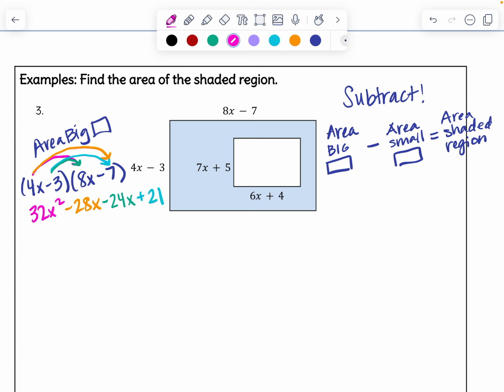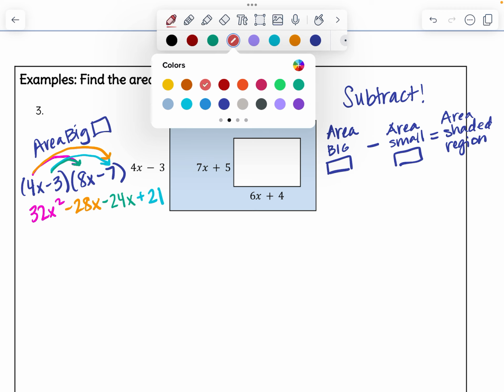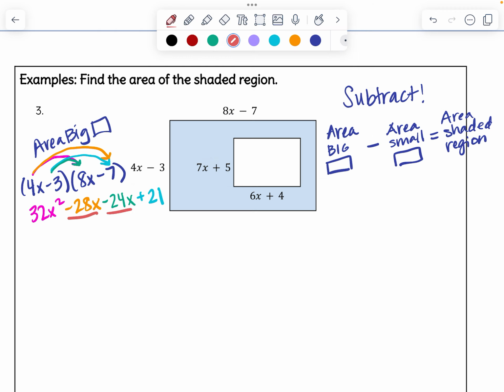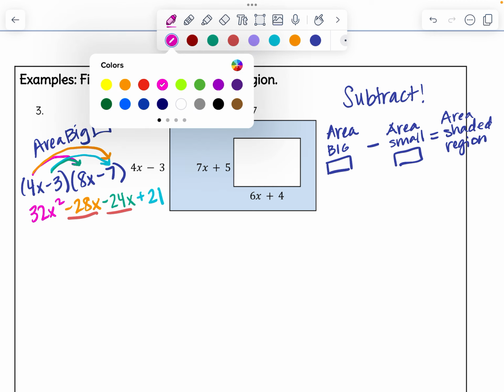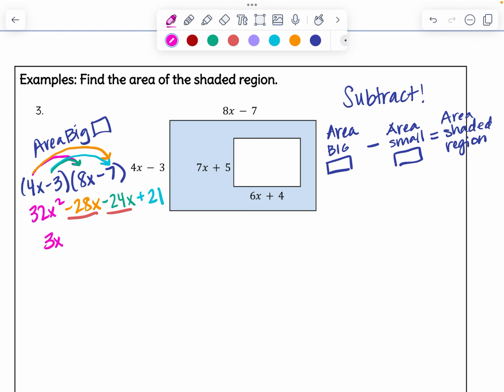I will combine like terms, so that would be these two terms. Final area is 32x squared minus 52x plus 21. So this is the area of the big rectangle.